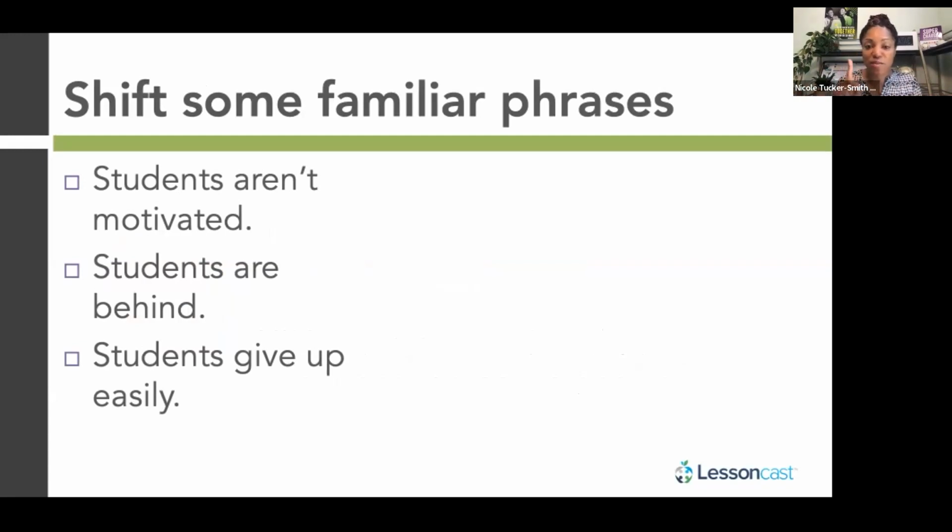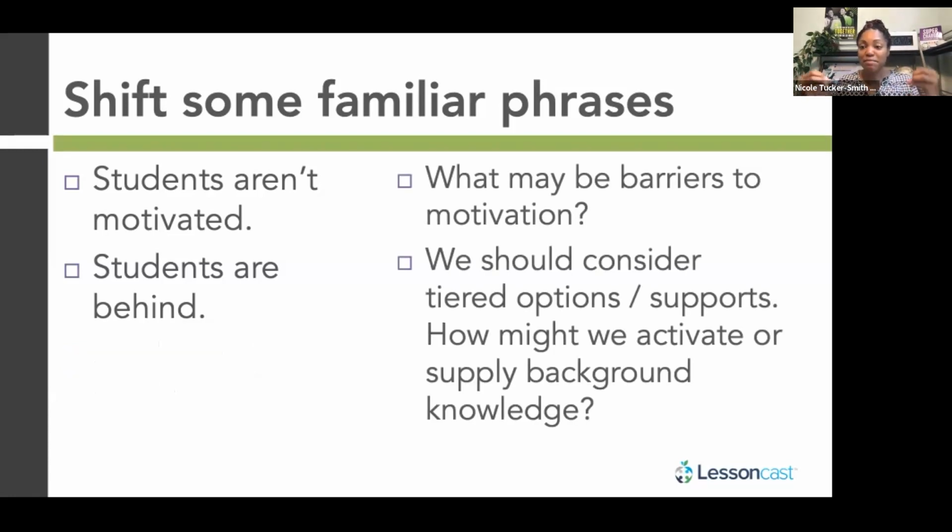The first one is the one I hear the most. Students aren't motivated. And that may be true. But what are we going to do about that? Instead, we need to look at the barriers to motivation. Another one we'll hear is students are behind. Okay, but what do we do about that? Another one, the third one I want to share with you, students give up too easily. If we only stay in this lane on the left side here, we make it much more difficult to actually address barriers that may be causing those reactions that are present in the environment.